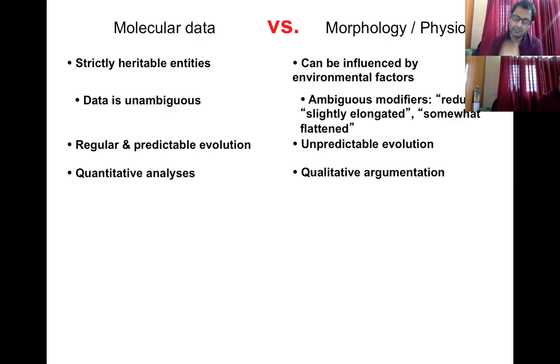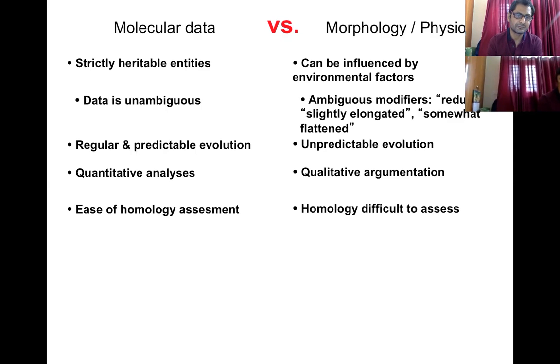Quantitative analysis on the basis of quantitative similarity, qualitative argumentation because it is based on the external appearance or the external characteristics. And it eases homology assessment because it gives ease to the homology assessment between two molecules, two species, while homology is difficult to assess because of the morphology, morphological phylogenetics.